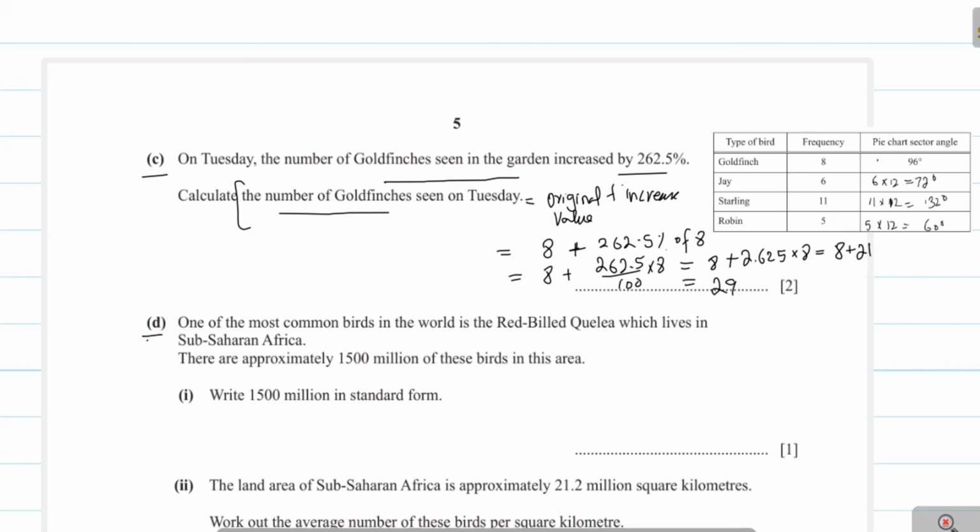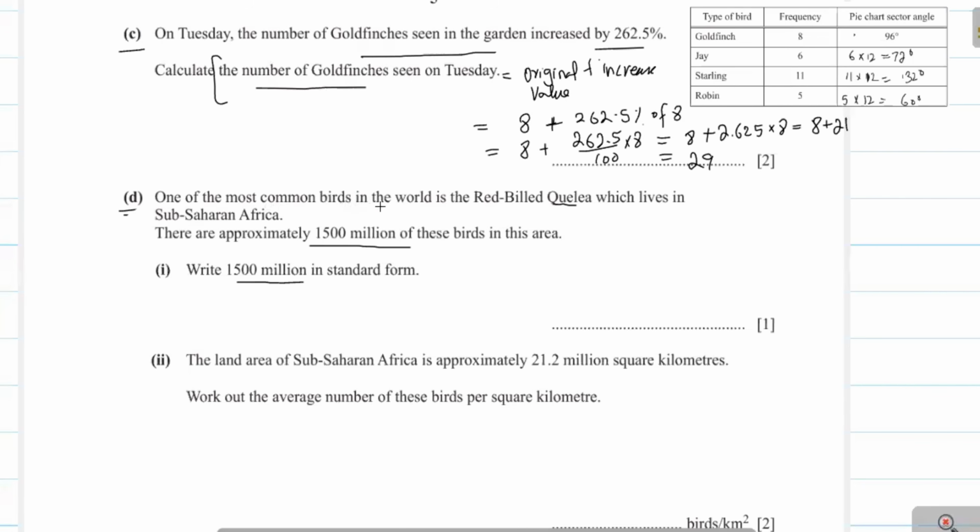answer. Now the part D. Part D, one of the most common birds in the world is the red-billed quelea, which lives in sub-Saharan Africa. There are approximately 1500 million birds in this area. Write 1500 million in standard form. Now we write firstly 1500 million.